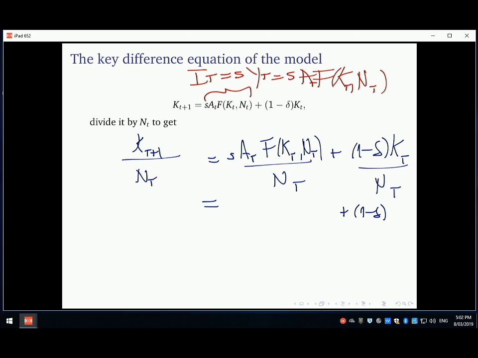What is K_t over N_t? Little k_t, right? Little k_t. Okay? What is now big F over N_t? Little y. Yeah, that's actually right. Little y_t. And here, what is that thing?